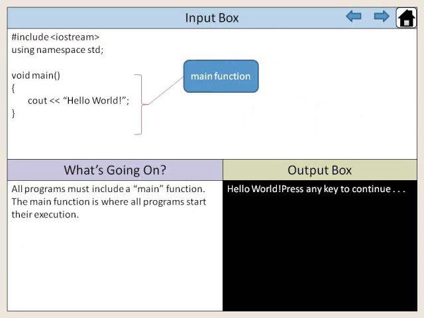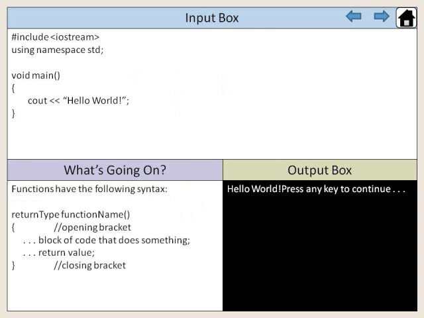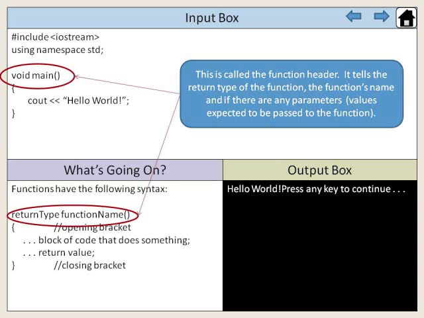All programs must include a main function. The main function is where all programs start their execution. Most functions generally have the following syntax: the return type of the function, then the function name followed by parentheses, then an opening bracket, and then a block of code that does something, followed by the return value, and then a closing bracket. The first line of the function is called the function header.